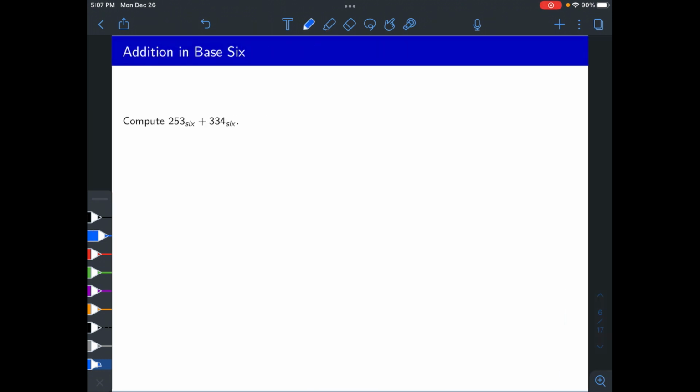We could do this with larger numbers as well. So 253 base 6 plus 334 base 6. And the math is going to work out just the same. It just ends up being a little bit longer.